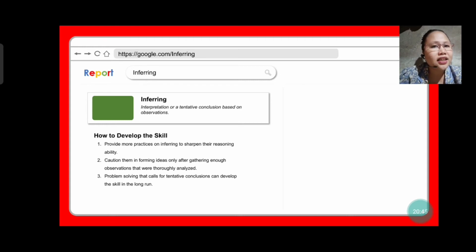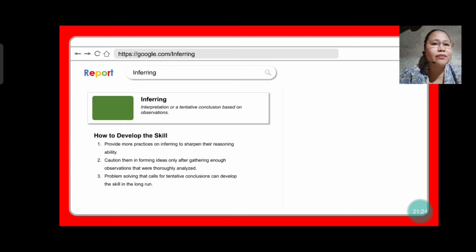And then, second is to caution them in forming ideas only after gathering enough observations that were thoroughly analyzed. So, of course, kailangan mag-infer ka, kailangan based on your observation and that data that you have, that gi-base nimo should be precise and accurate. So, dapat accurate gid siya to form any ideas. So, after that, ensure na nimo nga accurate ang imong data, then you can infer. You can interpret and make a tentative conclusion.